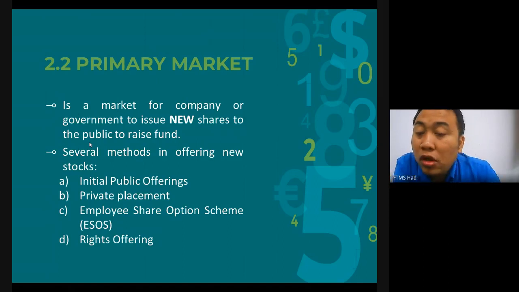So as far as the primary market is concerned, it totally focuses on new shares, and there are several methods of offering new stock: initial public offerings, private placement, employee share option scheme, and rights offering. We have those diagrams later on. I will show you.